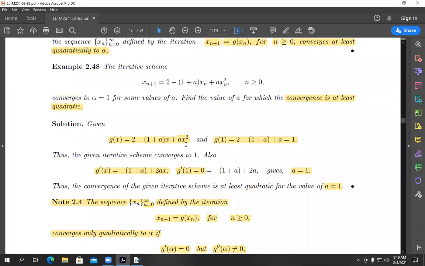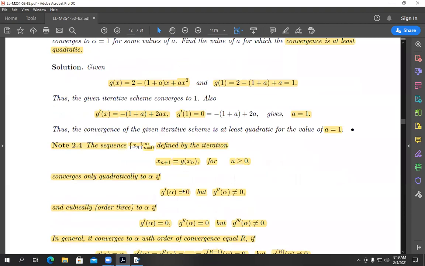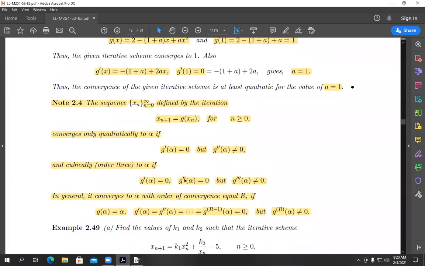If the teacher says at least quadratic, g'(alpha) equal to 0 only, you need to check this one. But if we say only quadratic, then it means you have to check first g'(alpha) equal to 0, and then you also have to check the second derivative is not equal to 0. And the same way we can continue.